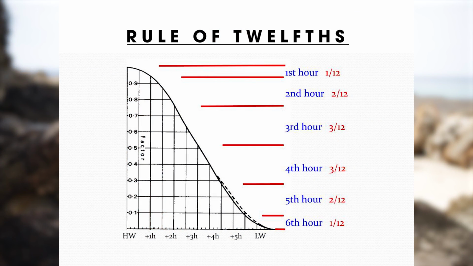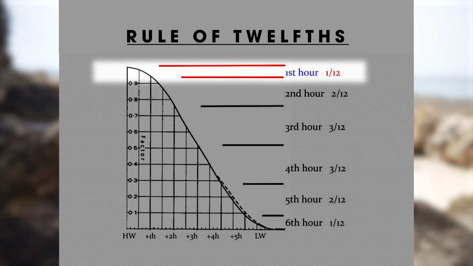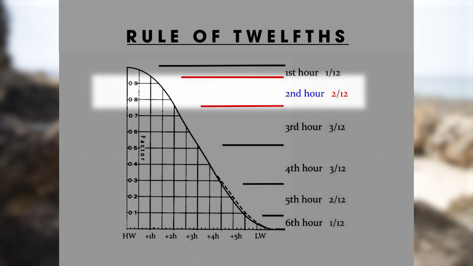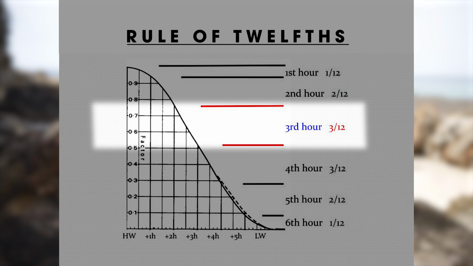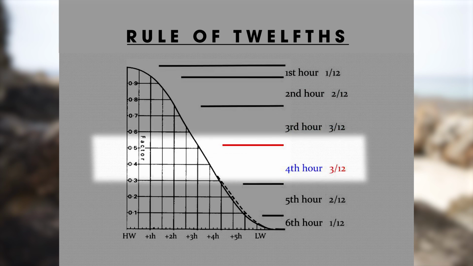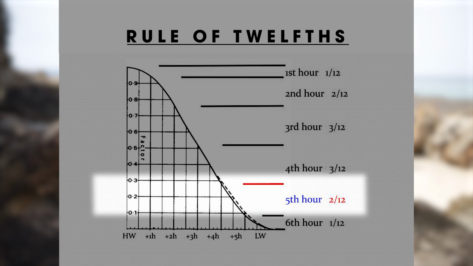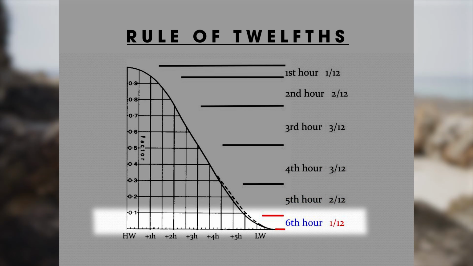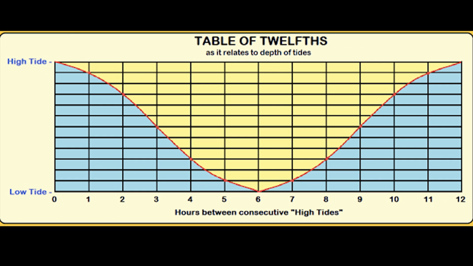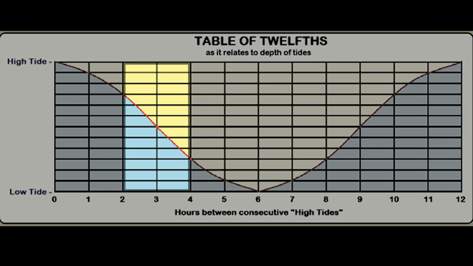The tide flow runs for 6 hours and is divided into 12 parts. This is known as the rule of twelfths. In the first hour of a tide, the water flow is 1/12 of the tide. The second hour, 2/12, the third hour, 3/12, the fourth hour, 3/12, the fifth, 2/12, and the sixth, 1/12. So we can see that the greatest movement of water is in the third and fourth hours of a tide. This time is called the flood tide.